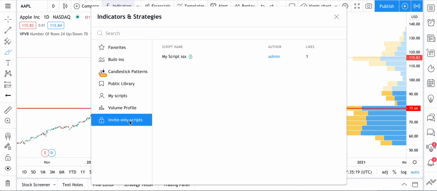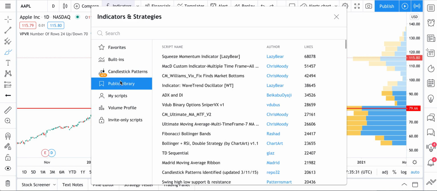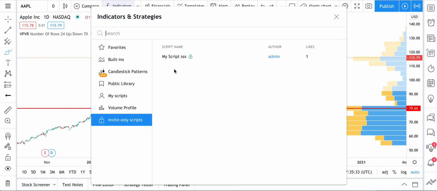Invite-only scripts are scripts that are coded by traders and investors who actually keep them almost hidden. They're invite only. They're not in the public library. They're not easily accessible. You actually have to be invited to see them. So this is just a test script to show you how it would look. But essentially, if someone created a custom indicator or strategy and they believe that it is the best of the best, they will probably keep it invite only and only let certain people see it.